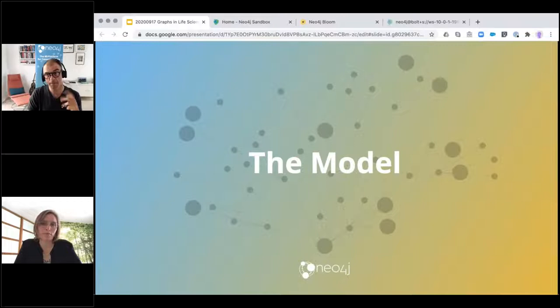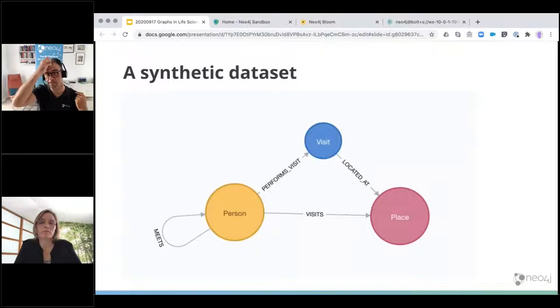And I personally did that by writing a number of blog posts where I very simply illustrated, in a very simple synthetic data set, that you could very easily apply very interesting pathfinding algorithms and community detection algorithms and predictive algorithms to understand how the disease was spreading inside our communities. So I started with this synthetic data set where a person visits a place. And therefore, if two people visit the same place at the same time, that means that they meet each other. So there's the person meets person relationship there. And based on this data model, you can write a number of queries, and some of those queries are really interesting.